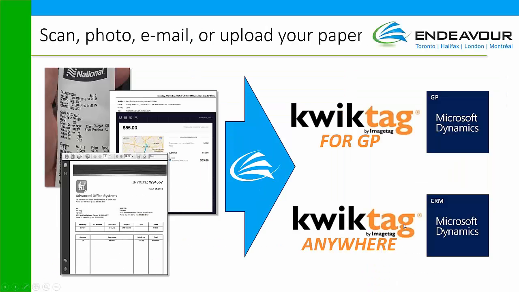So our focus today is going to be talking about QuikTags, and I have Mary Miller from ImageTag to take us through a fantastic demonstration and high-level overview of how we can take all of our documents, whether they be paper or digital, and put them into QuikTags to manage them and either link them directly into GP or using QwikTag Anywhere, which is a product that is standalone and can create custom connections into Dynamics CRM.